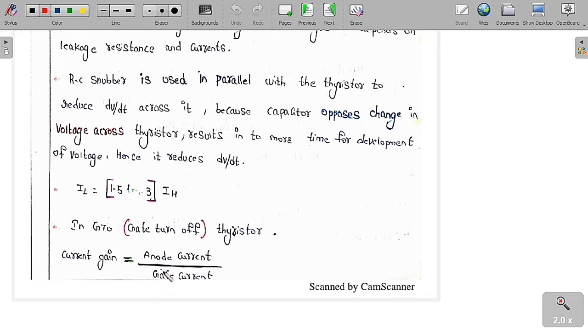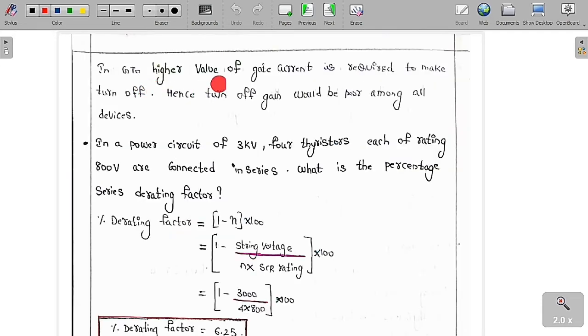So simply we can say that the turn on current gain in GTO is very small, because the gate current is a very huge value. In GTO, higher values of gate current are required to make the turn off. Hence, turn off gain would be poor among all devices.